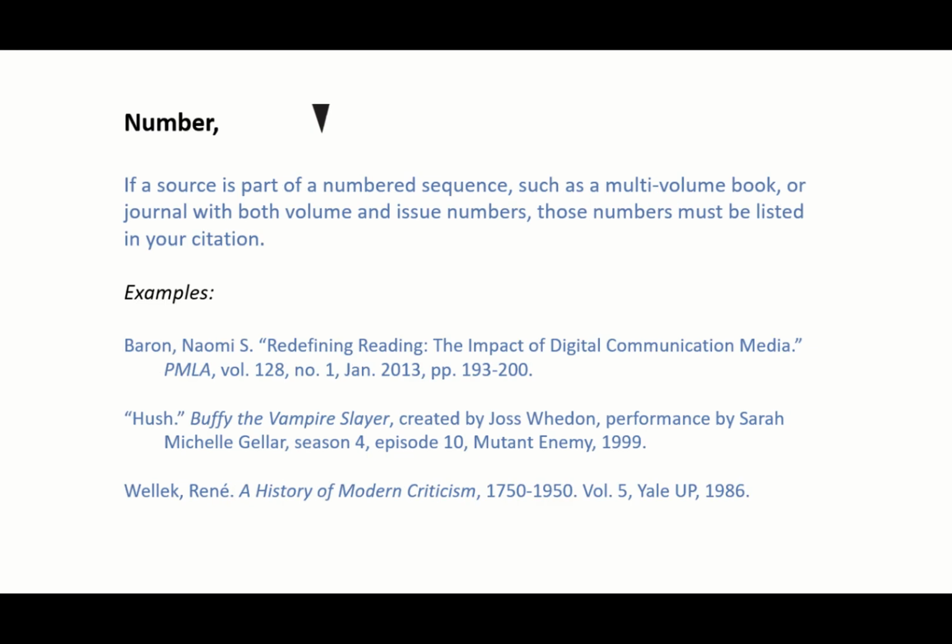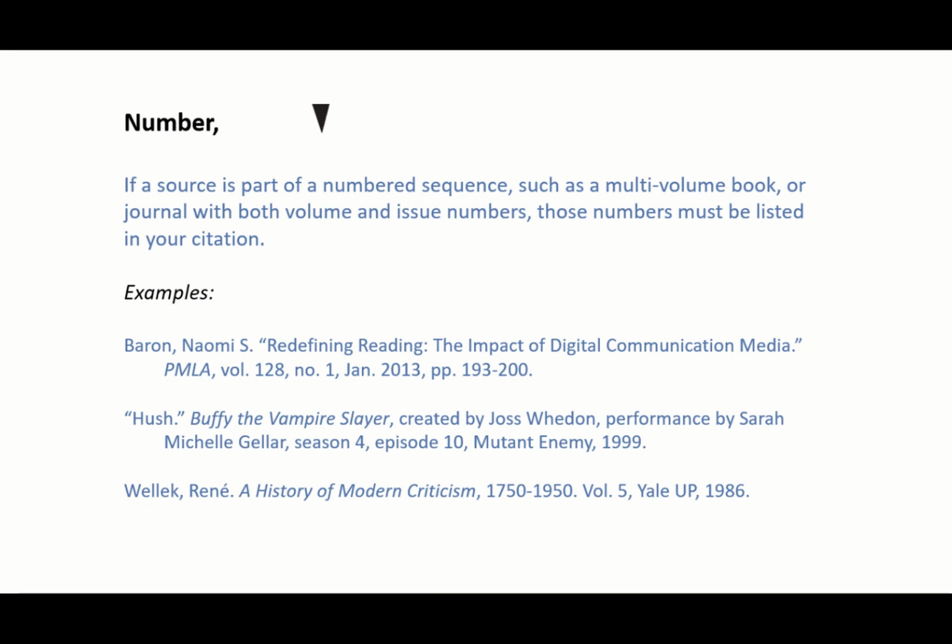Next, let's talk about number. So if a source is part of a numbered sequence, such as a multi-volume book or a journal with both volume and issue numbers, those numbers must be listed in your citation. Like I said, we've been using a lot of scholarly journal articles in here, and as we've discussed, they typically contain a volume number and an issue number within that journal. So this is going to be a great example of that. So let's take a look at this first example.